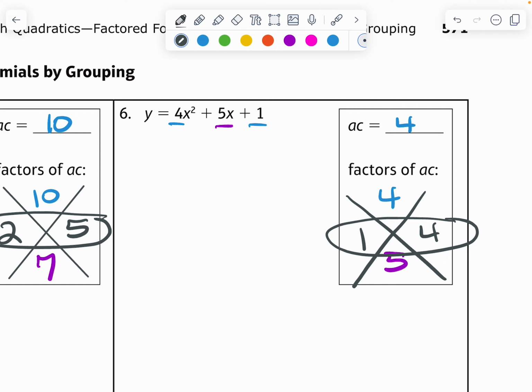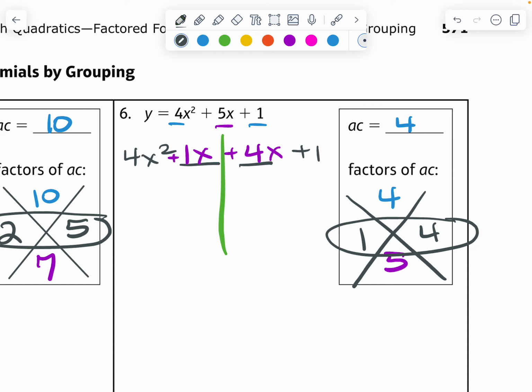So don't forget, we're going to rewrite this equation, y equals 4x squared, but blank, blank, and then plus 1. All right, we're going to plug in these factors right here instead of 5x. So I have a 1x and a 4x. Those are both positive. There you go. All right, what comes next? That's right. Down the middle. There we go. All right. We're just going right down the middle.